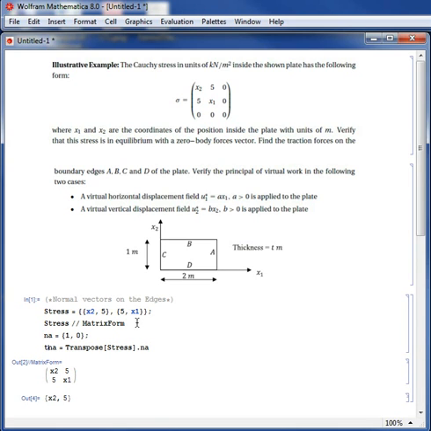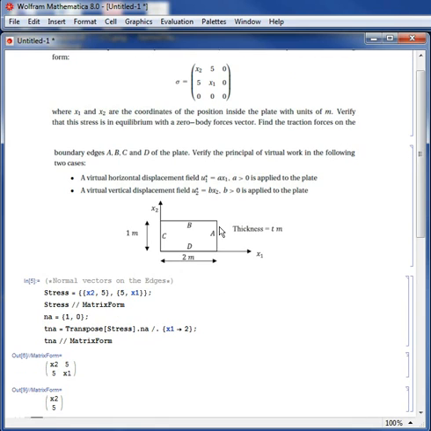The traction vector on NA is equal to the transpose of the stress multiplied by NA, and this is evaluated at particular values for x1 and x2, because on edge A, x1 is always equal to 2. And TNA in matrix form, here's the traction vector on A, which is equal to x2, 5. x2 is a variable because it's equal to 0 at this point and equal to 1 at the top point. So this is the traction vector on edge A.